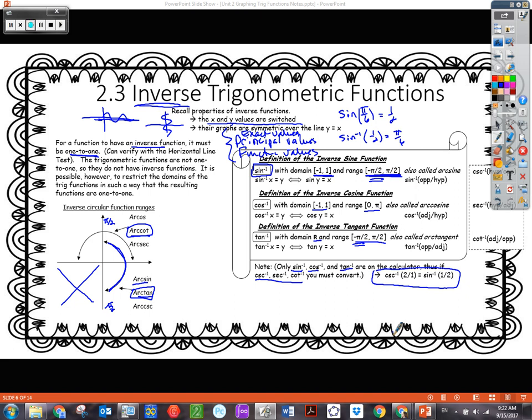Certainly you could say 1 over arc sine. You can do that too. 1 over arc sine of 2, and that would give you that one too. So just a couple of options for us.